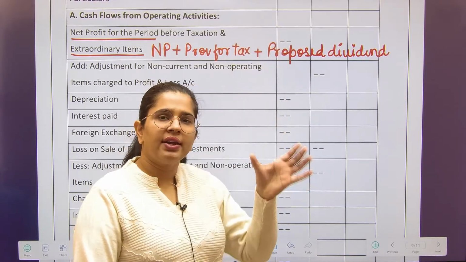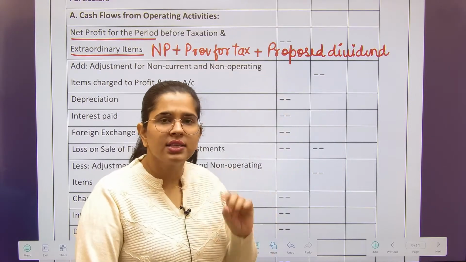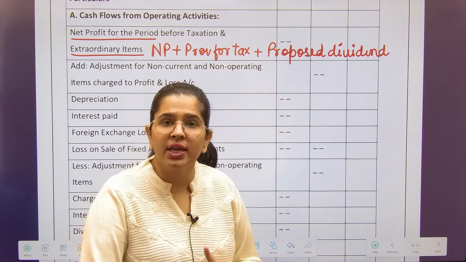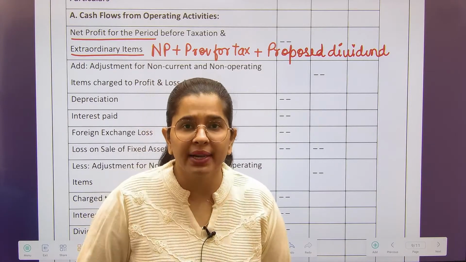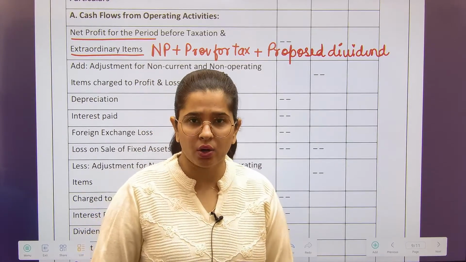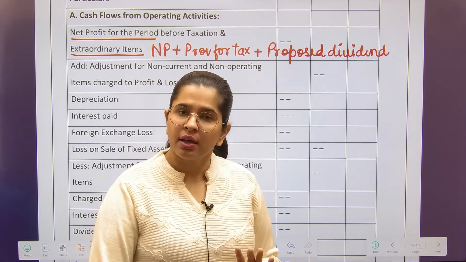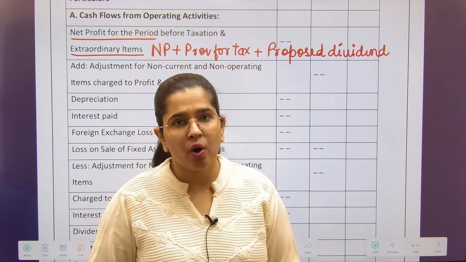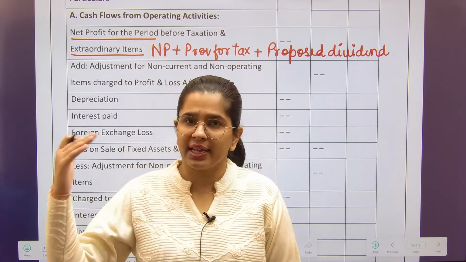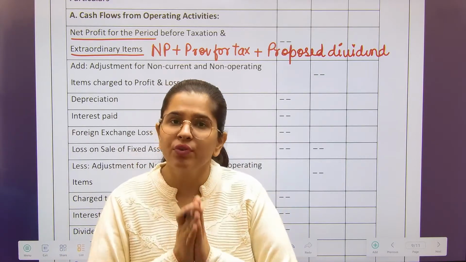Like in your P&L, it will be written as proposed dividend. Why is it being done? Because of the prudence concept. Prudence concept says that you should anticipate all the losses and recognize them in your books. It says to anticipate all the losses and future expenses which are going to occur and make a provision for it.